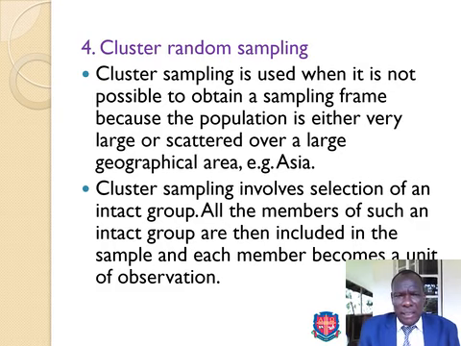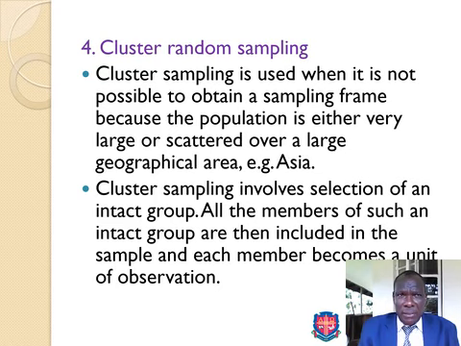So with that, we move to the fourth type of probability sampling, called cluster random sampling. Cluster sampling is used when it is not possible to obtain a sampling frame because the population is either very large or scattered over a large geographical area, e.g. Asia.